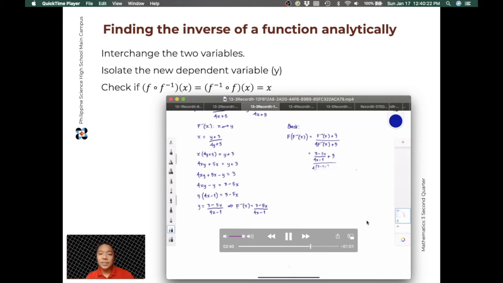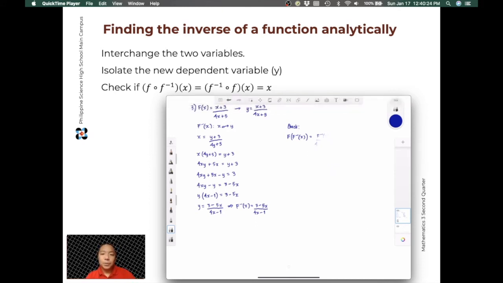So, erase, erase. So, wala na tayong space. So, we could do the second check. Second check, f inverse of f of x, is this equal to x? So, ano ba muna yan? That is 3 minus 5 times f of x all over 4 f of x minus 1. So, pasok natin si f of x. We'll have this.